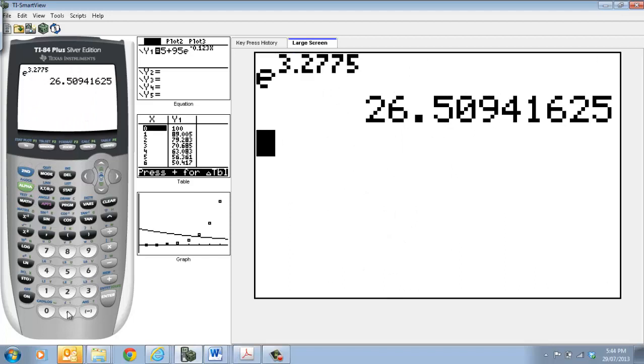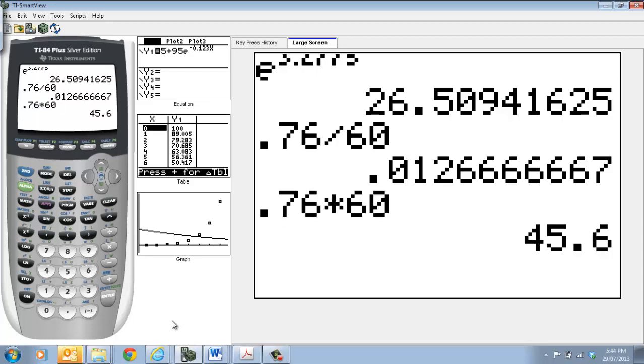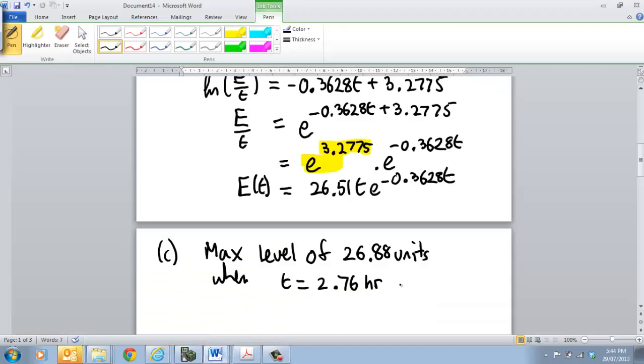and going 0.76 divided by 60, actually times by 60, so it's going to be 45 minutes and 0.6 of a second. Alright, so gives you a bit of an idea about how you're working that. So that's 2 hours 45.6 minutes.